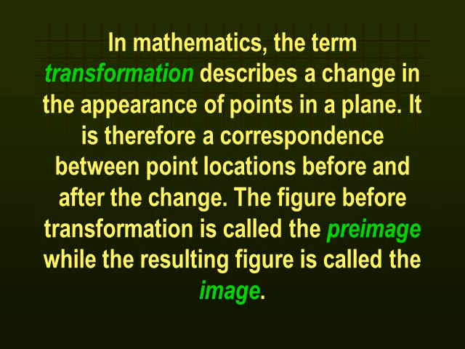In math, the term transformation describes a change in appearance of points on a plane. We'll be talking about coordinate planes eventually, but we're talking about two-dimensional. It's a correspondence between point locations before and after the change. The figure before a transformation is called the preimage, and the resulting figure is called the image, which seems kind of funny. It seems like it should be image and post-image, but it is not. It is pre-image and just image.